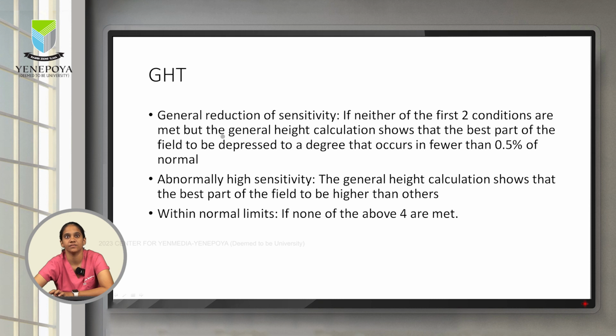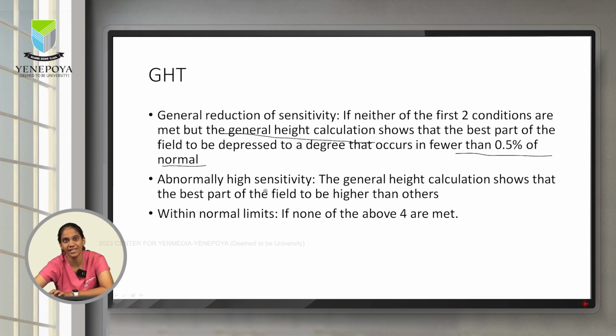But the general height, what do I mean by general height? The hill of vision. What we talked about, the mean deviation index and all of that, right? So that general height calculation shows that the best part of the field is depressed to a degree that occurs in fewer than 0.5% of the normal. When such a thing occurs, then you call it a generalized reduction in sensitivity.